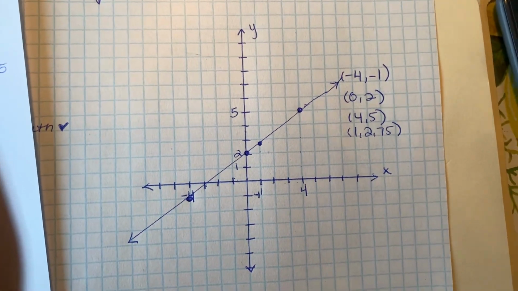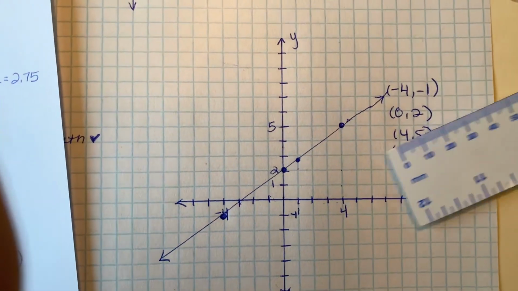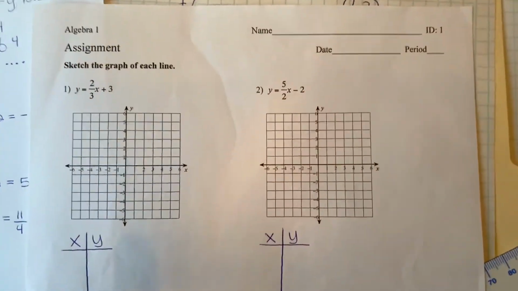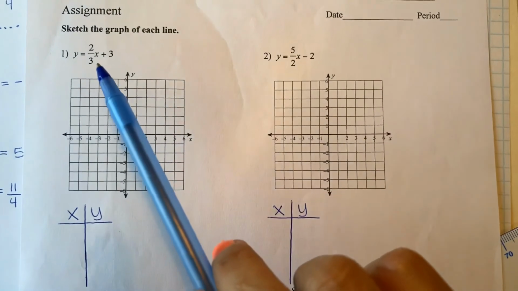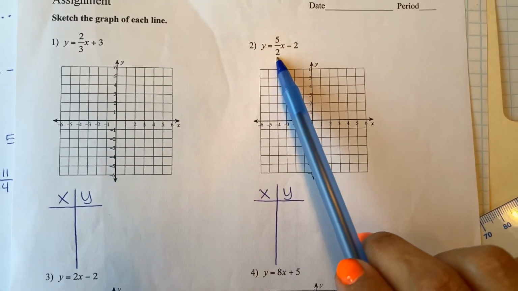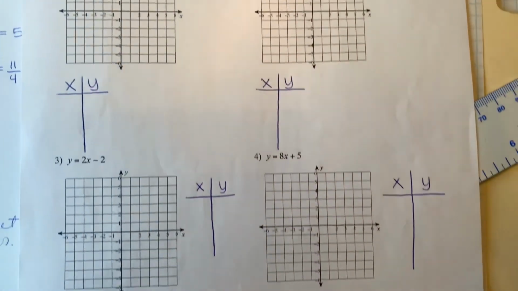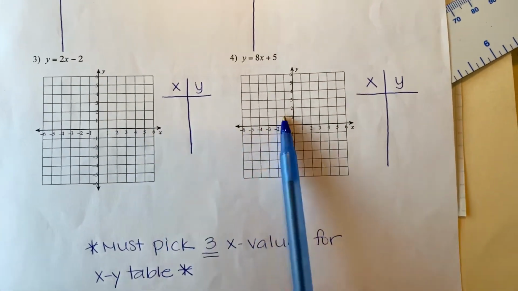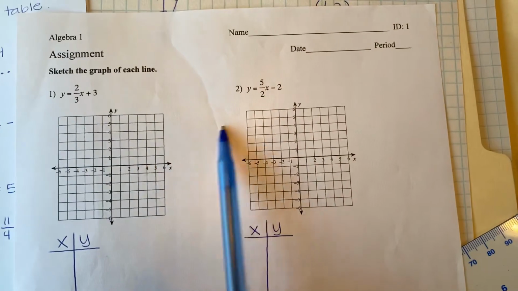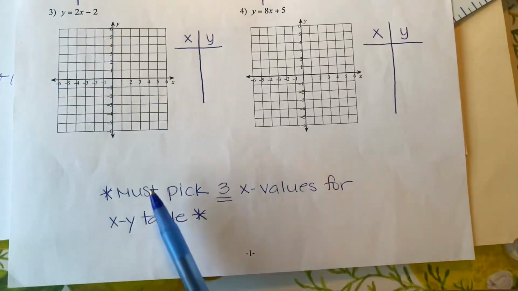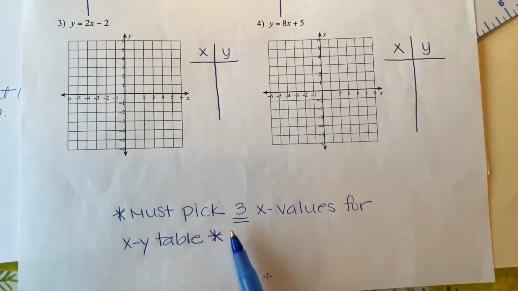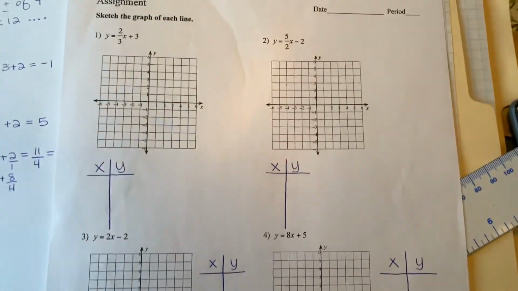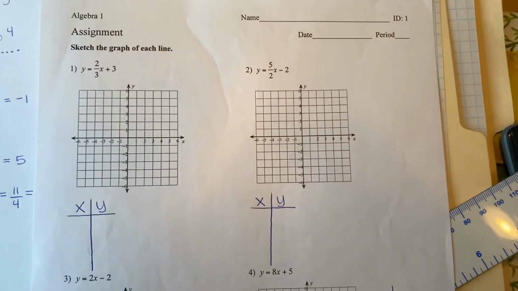Yes. Okay, so the worksheet you're going to complete, if I can find it, is going to be this one. You can see you have fractional 2/3, fractional 5/2. So again, look at the denominator and see what you got. And then here's integer, integer. So actually, the integer ones are 3 and 4. The fractional ones are 1 and 2. And then remember, you must pick 3 values for the XY table. I have to see the work. You have to show the substitution. Got it? Okay, 24 to almost 25 minutes.